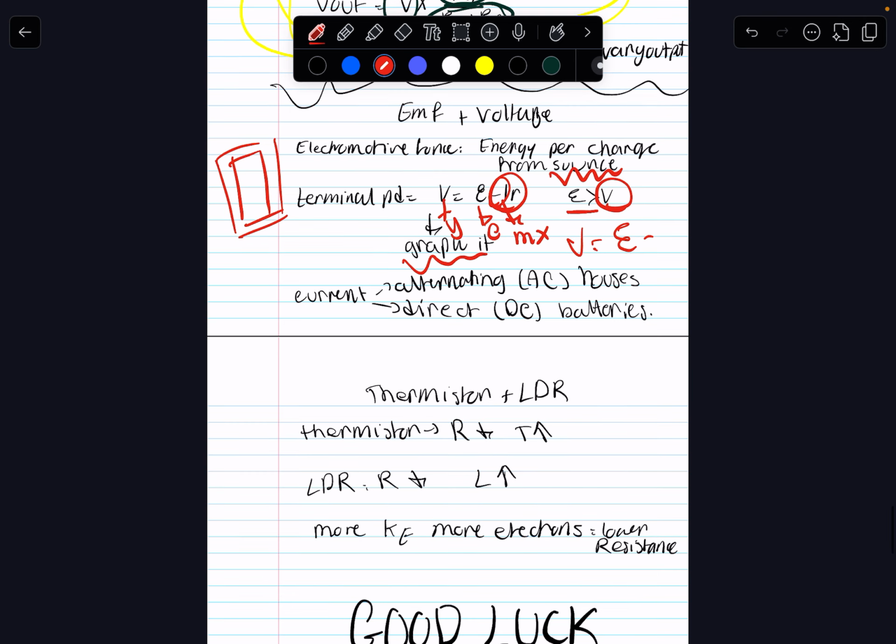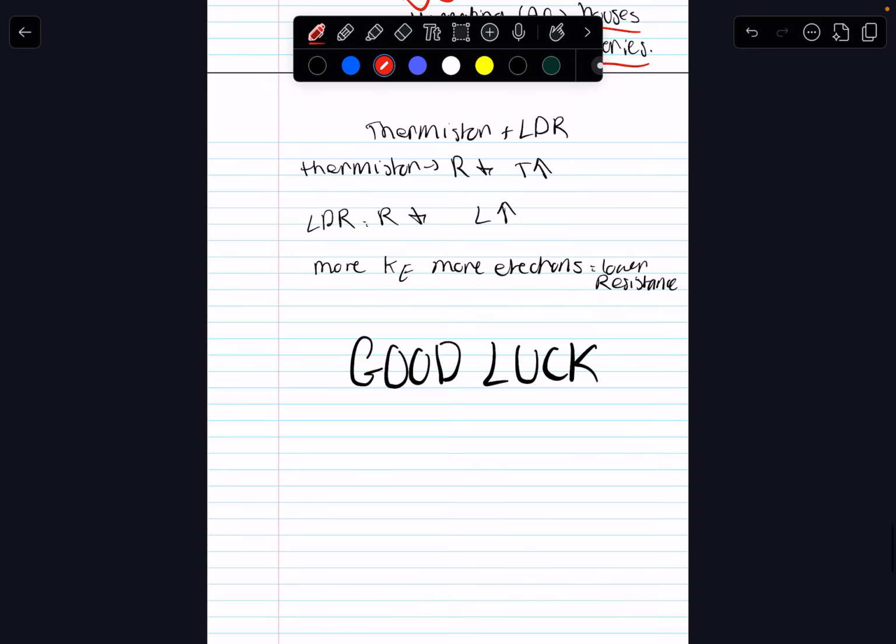Then you have two types of current, alternating and direct, so AC and DC. DC is batteries, and AC is like the house. Then we have thermistors and LDRs. For both of them, as you decrease the resistance, you must have higher temperature or higher light. LDRs are light dependent resistors, and thermistors change their resistance based on the temperature. Why that happens is that if you have more temperature or more light, you have more kinetic energy. More kinetic energy means more electrons, more movement in your wires, so you would have lower resistance.